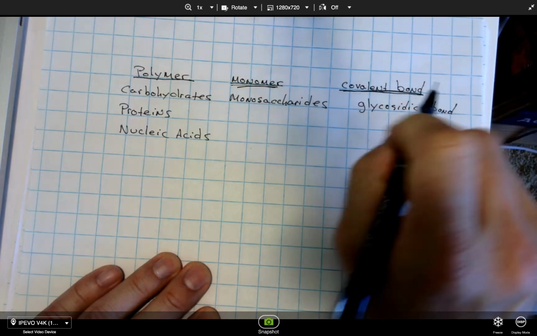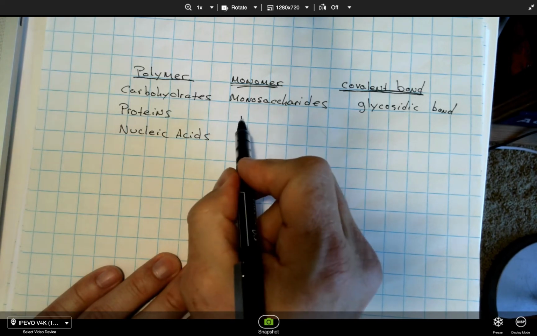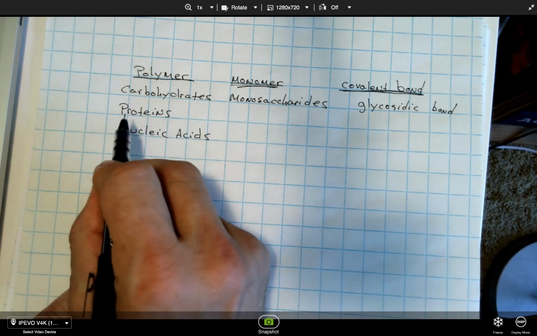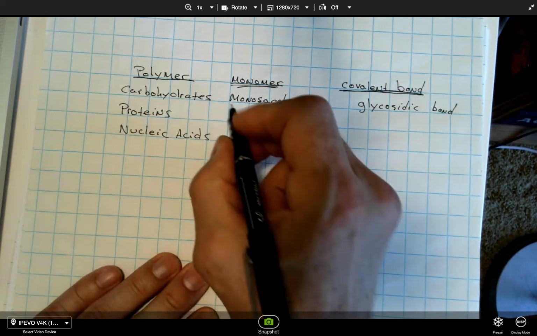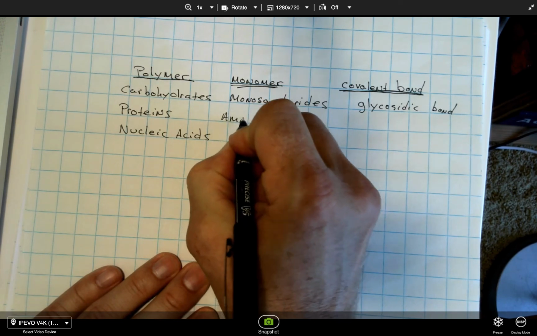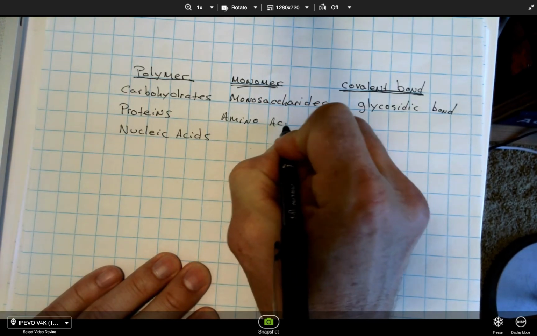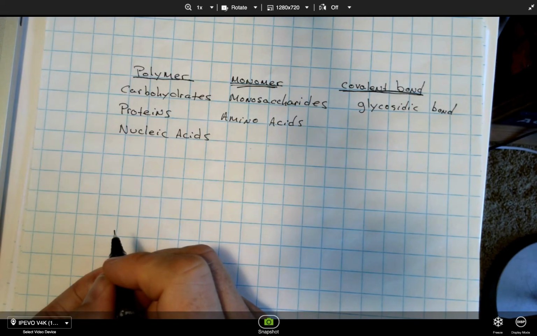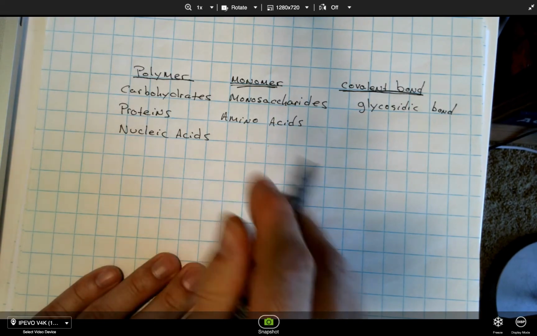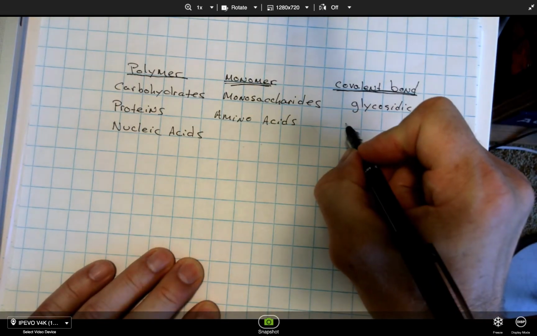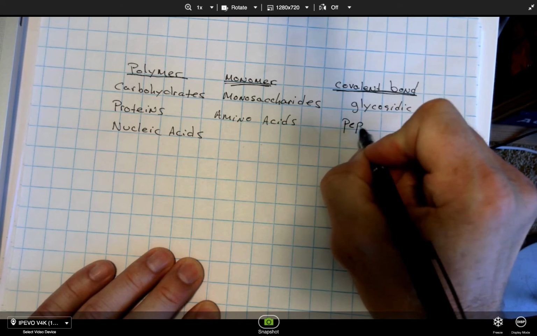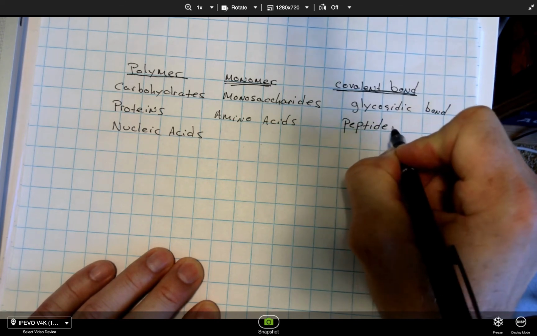All right. Do you know the monomers of proteins? Probably hear them a lot. Amino acids. And the covalent bond that links amino acids together is called a peptide bond.